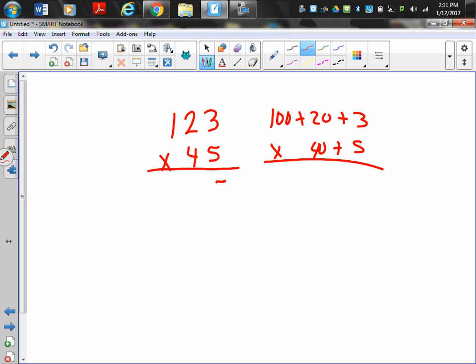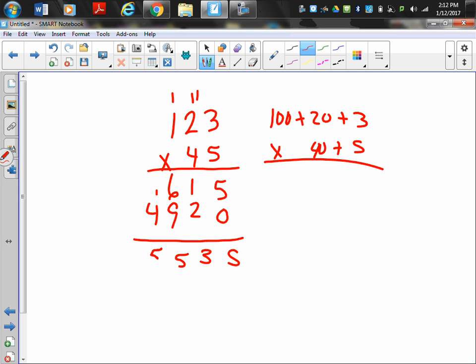5 times 3 is 15. 2 times 5 is 10 plus 1 is 11. 5 times 1 is 5 plus 1 is 6. We have no 1s. 4 times 3 is 12. Carry my 1. 4 times 2 is 8 plus 1 is 9. 4 times 1 is 4. 5, 3, 15. So 5,535.